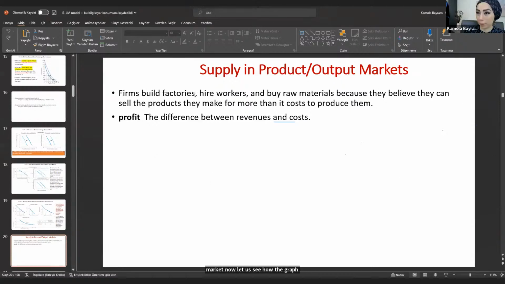So firms build factories, hire workers, and buy raw materials because they believe they can sell the products they make for more than it costs to produce them. So why are you building a company or firm or factory? Because you believe that once you produce something and sell it, the selling price will be higher than the cost of that good to you. This is how you make profit. And profit, therefore, is the difference between revenue and cost. Okay, the higher the profit, the better the well-being of your company.